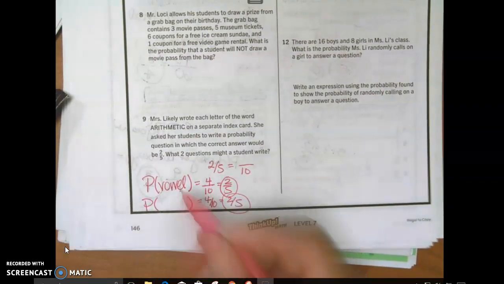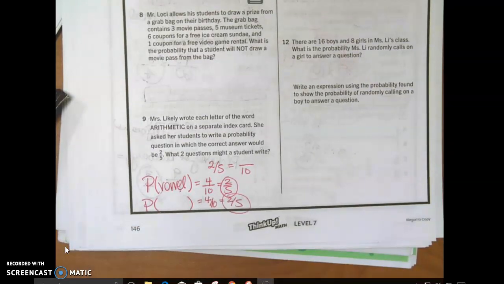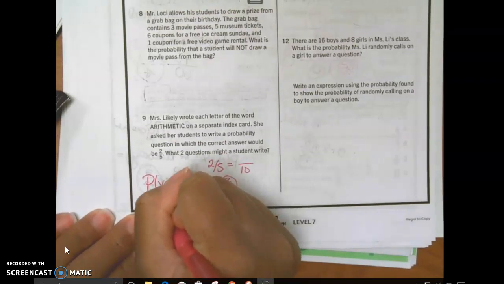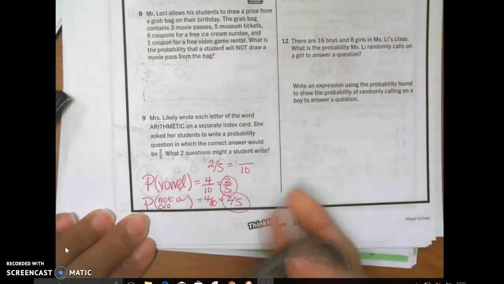How else, what else would I call a vowel? A-E-I-O-U. What are the other letters called? Consonants. So what else would I call a vowel? A non-consonant. I'm sorry, not a consonant. Hello, Miss Sterling. Get it together.